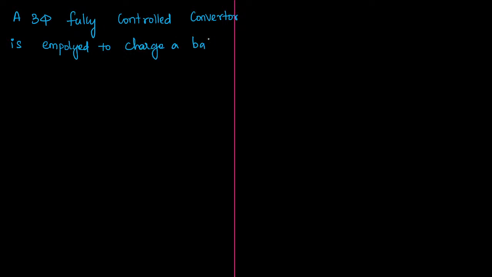It is employed to charge a battery, and the battery voltage is given. The value of the battery voltage is 95 volt. It is charging a 95 volt battery. And the internal resistance of the battery is given. Battery internal resistance is 0.2 ohm. It is also given.